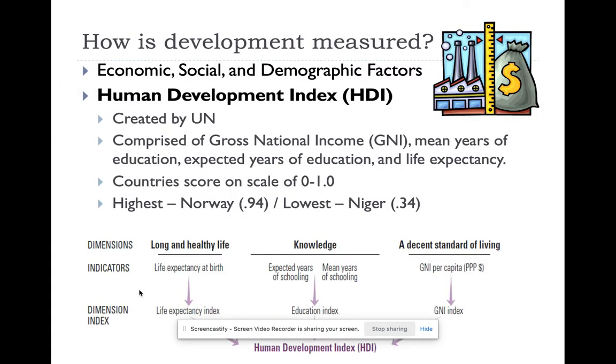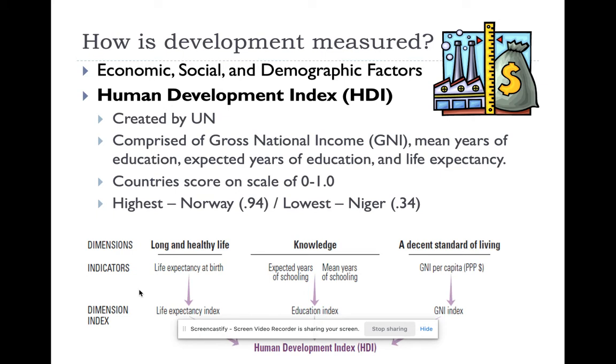All right. And then a big part of this is going to be talking about how we measure development, right? And remember, we use three different types of statistics: economic, social, and demographic, right? Economic is going to be money related. Social is going to be things that are basically healthcare and education based. And then demographic ones are going to be, think of things like birth rates and things that measure a population.